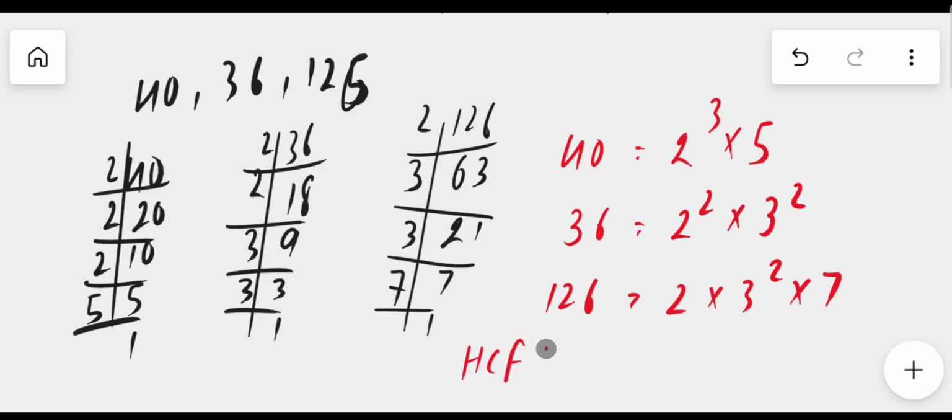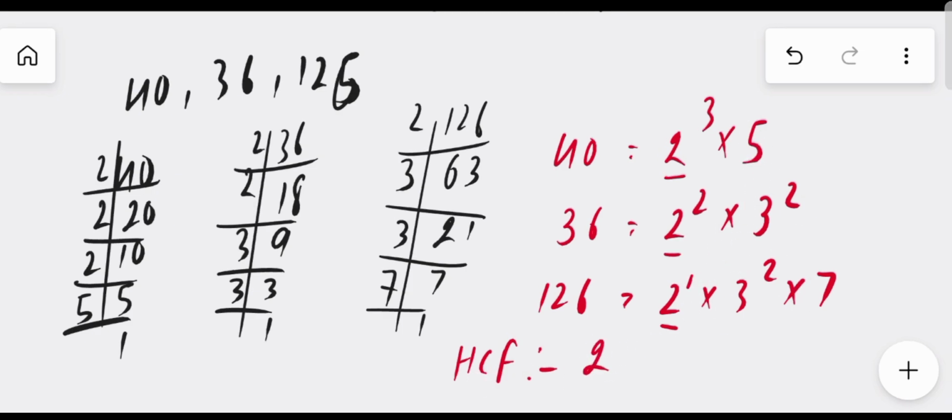I already told you what HCF is. HCF is the product of the smallest power of each common prime factor. So in these three terms, 2 is common, so the smallest power of 2: here the power of 2 is 3, the power of 2 is 2, and the power of 2 is 1. So the smallest power is 2. 5 is not common, 3 is not common, 7 is not common. It means your HCF is 2.